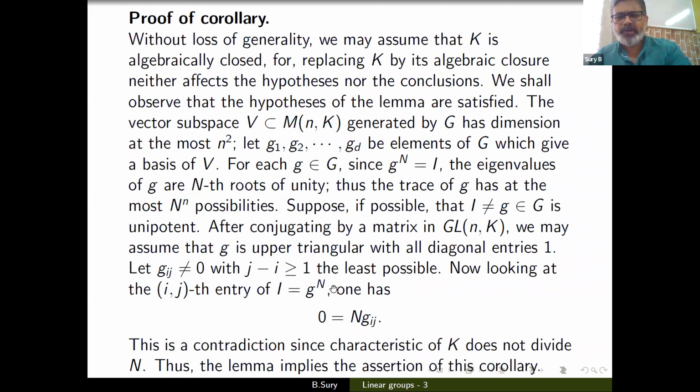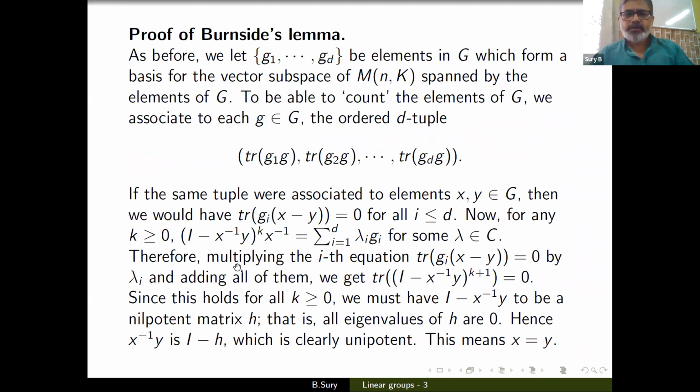Okay, so how does the Burnside lemma go? The Burnside lemma is very easy to see again. As before, let's look at g1, g2, ..., gD, elements which form a basis for the vector space spanned by the elements of G. Now what we do is we map the following thing. We want to know G is finite, right? If you are claiming G is finite, you should be able to say the order of G is at the most this. So you want to bound G, you want to map G to some finite set, in one way. These traces give a very natural way of doing it. So for every g in G, look at the D-tuple like this: g1, g2, ..., gD are the generators of this vector space. So look at trace(g1 g), trace(g2 g), ..., trace(gD g).